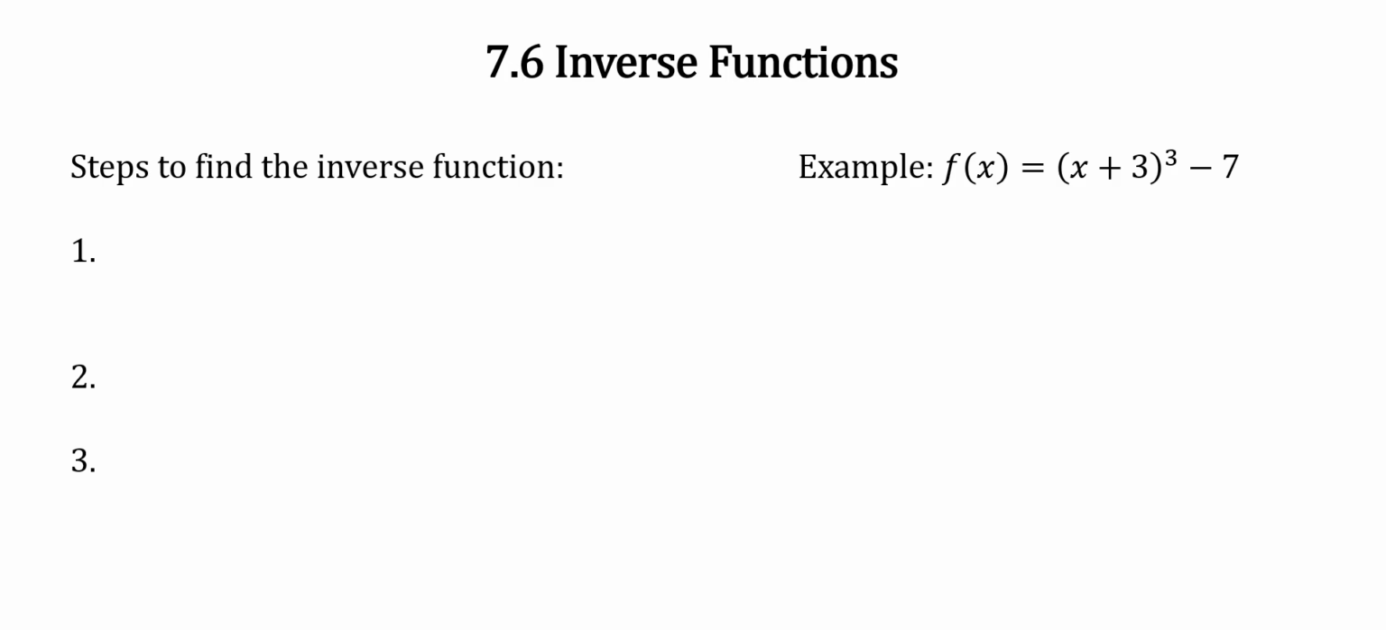Okay, so now we're going to learn how to actually algebraically find an inverse function. So we've got 4 basic steps. Only 2 of them are really something you're actually going to have to do. We're going to use this function here, f of x equals (x plus 3) cubed minus 7. So the first thing you're going to do is change f of x here to y.